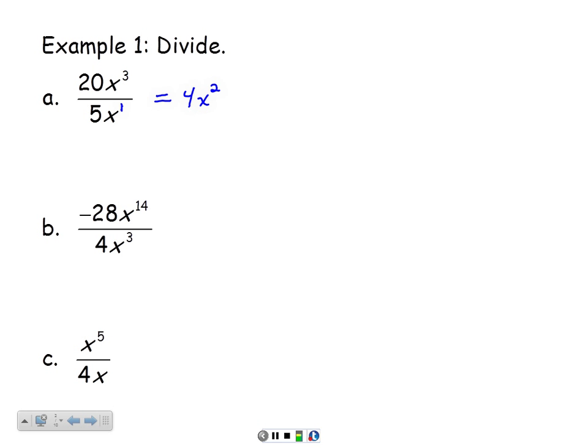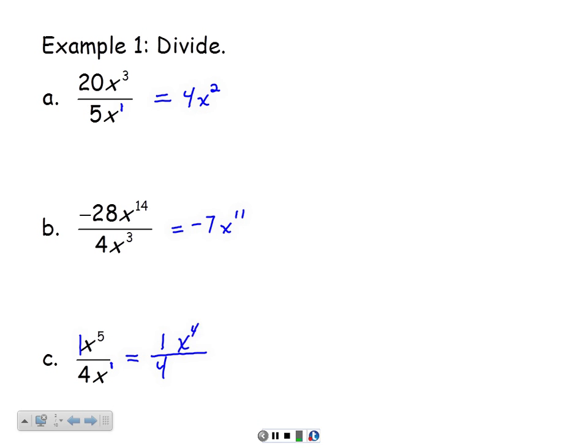Okay, letter B. Negative 28 divided by 4 is going to be negative 7. X to the 14th divided by x to the third is going to be x to the 11th. We're subtracting those exponents, top minus bottom. Now, what if your coefficients won't divide out? That's okay. Just bring them over. And then x to the 5th divided by x to the first is going to be x to the 4th on top.